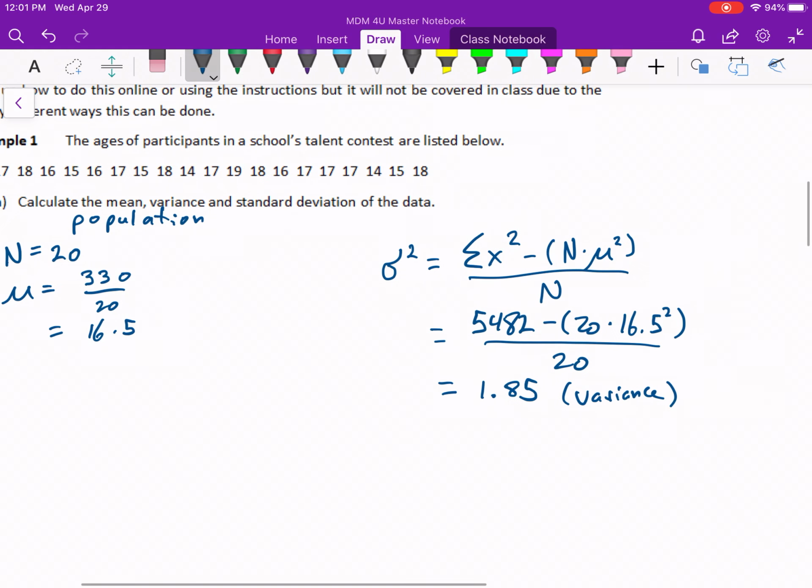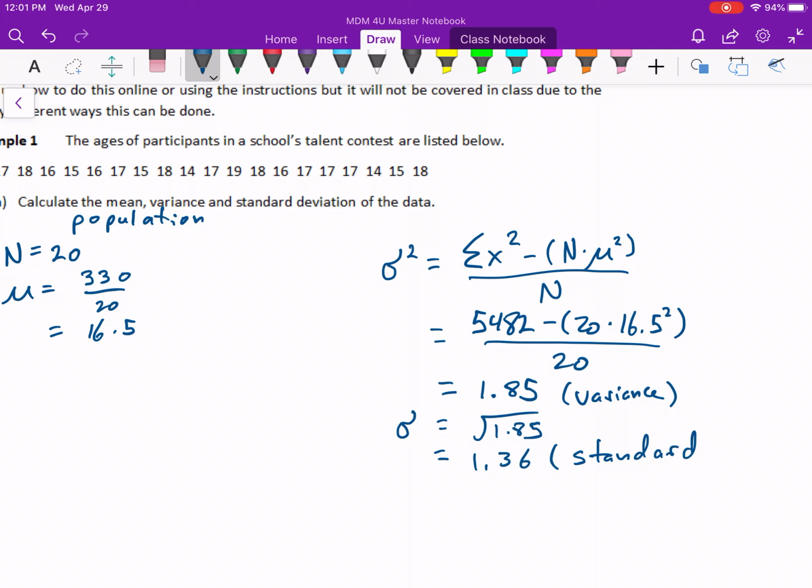And that is a measure of how spread out the data is. And then if I were to take the square root of that, so I'm just writing sigma again without the squared on it like I had up here. If I take the square root of 1.85, I get 1.36. That's my standard deviation.